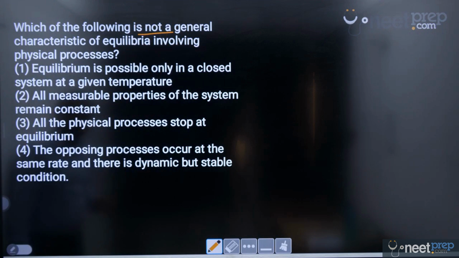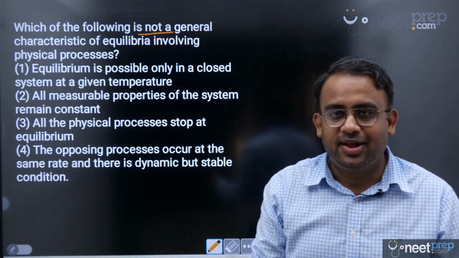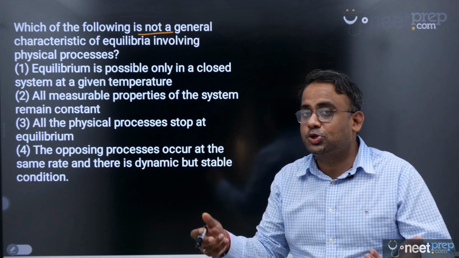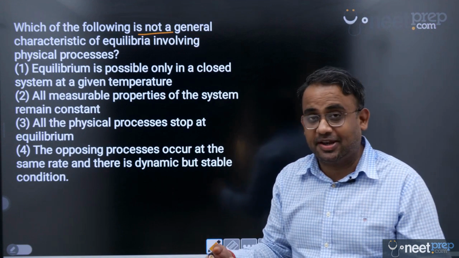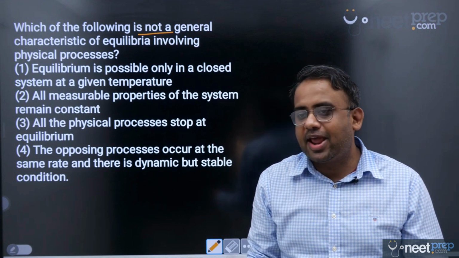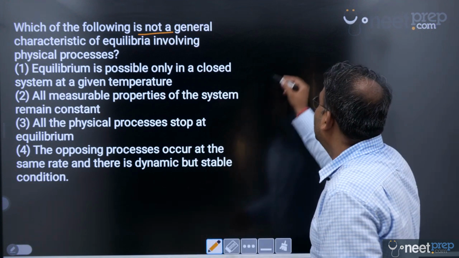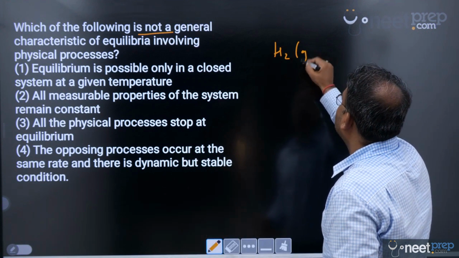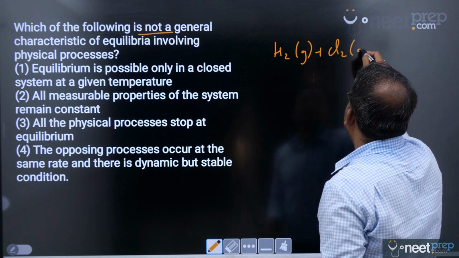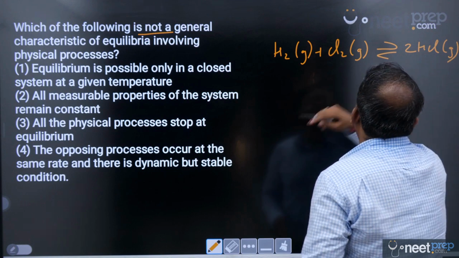So the first statement is: equilibrium is possible only in a closed vessel system at a given temperature. Yes, very true. This is one of the important features of chemical equilibrium, that it should be carried out in a closed vessel, because if gases are involved and we don't take a closed vessel, then those gases will escape out. So if this is my reaction, H2 gas plus Cl2 gas gives us HCl gas, and this process involves equilibrium.